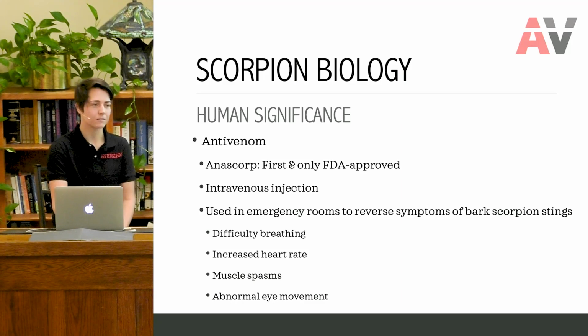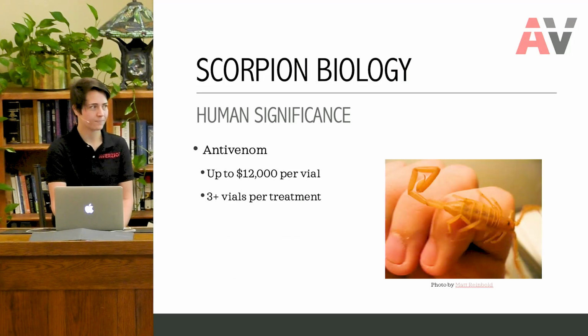Antivenom is typically only used for severe cases, so children, people who are really at risk for these severe symptoms to develop. And that is because it is an extremely expensive hospital trip. So the antivenom itself costs up to $12,000 per vial, and at least 3 vials are typically needed per treatment. So the treatment will start by administering 3 vials to control the symptoms, and then if symptoms persist, 1 vial can be administered each hour.